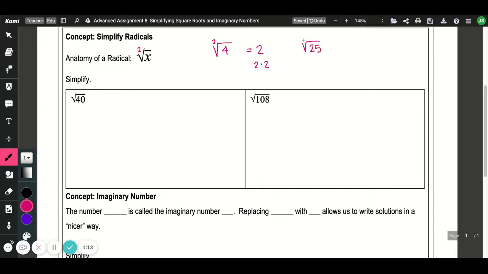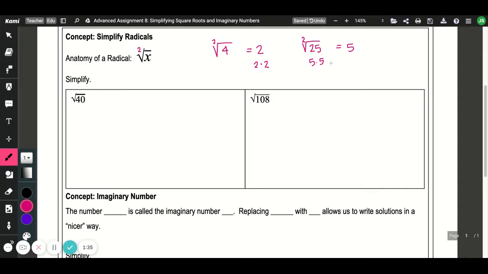So if there's no index, this is called an index. If there's not an index, it's automatically a 2. That means what number do I multiply by itself 2 times that equals 25? And that would be 5 times 5. So then that number comes out of the radical. They're just asking, what is the number that I multiply 2 times?